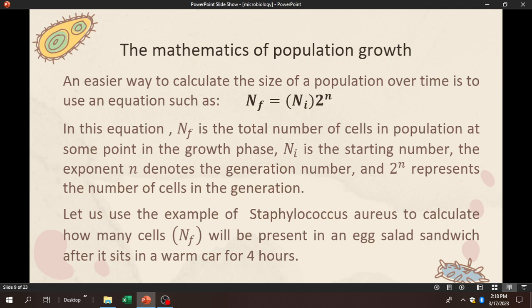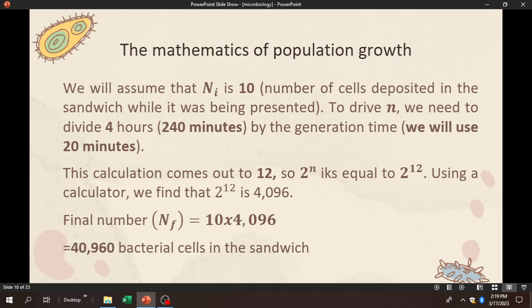Now let us use the example of Staphylococcus aureus to calculate how many cells will be present in an egg salad sandwich after it sits in a warm car for 4 hours. We will assume that Ni is 10, the number of cells deposited in the sandwich while it was being prepared. To derive n, we need to divide 4 hours, or 240 minutes, by the generation time. We will use 20 minutes. This calculation comes out to 12, so 2 raised to n is equal to 2 raised to 12. Using a calculator, we find that 2 raised to 12 is 4096. The final number, NF, equals 10 times 4096, which equals 40,960 bacterial cells in the sandwich.